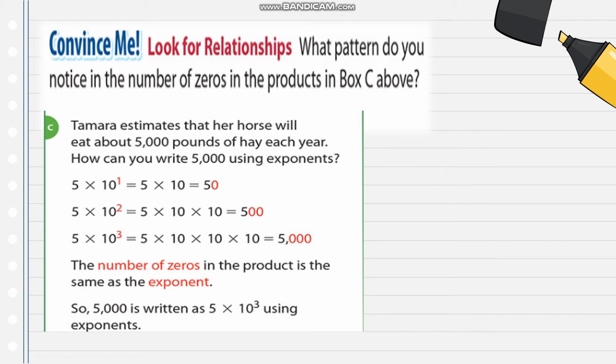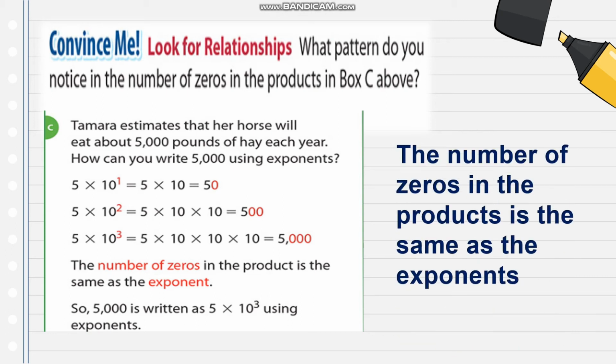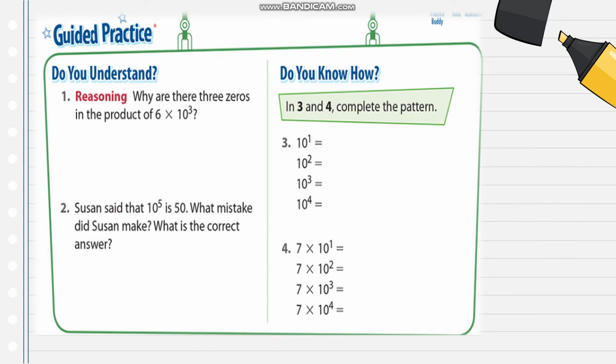What pattern do you notice in the number of zeros in the products in box C above? The number of zeros in the products is the same as the exponent. Why are there 3 zeros in the product of 6 multiplied by 10 cubed?